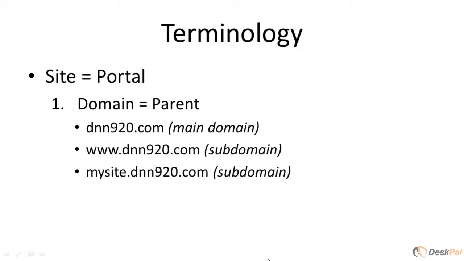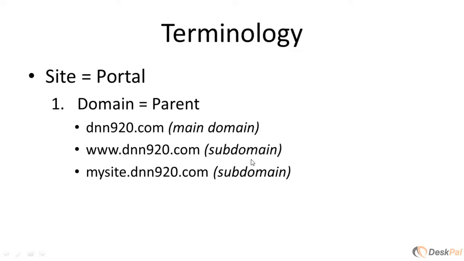And here is another example of a subdomain. Let's say I could have something called mysite.dnn920.com. That's still a subdomain. So whatever comes prior to the dot is considered a subdomain. However, main domain or subdomain, they are both site domain when it comes to DNN.